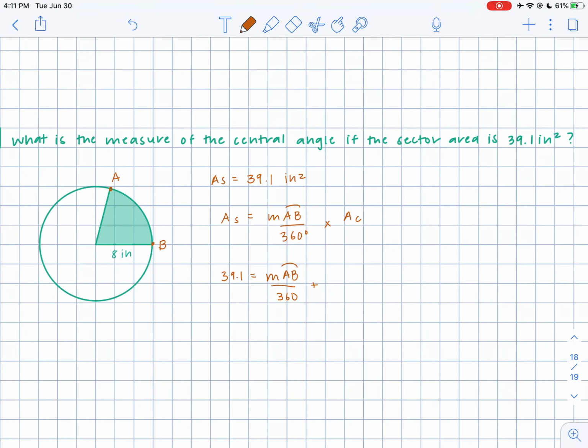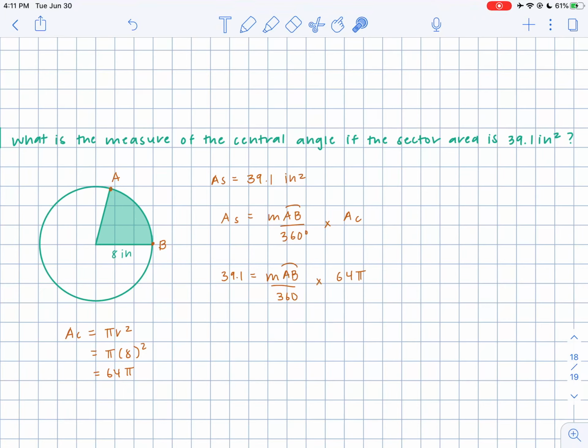360. Do we know the area of the circle? No, but we can solve for it because we have what we need. Area of the circle is pi r squared, where radius is 8 inches. So that should give us 64 pi. Times 64 pi.